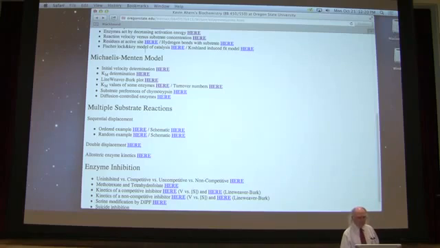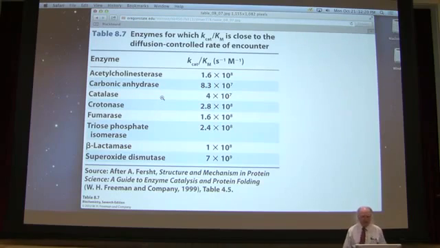Okay. An example of perfect enzymes are these guys here. If you look at that ratio of kcat over Km, they're all in the range of about 10 to the 8th, 10 to the 9th. These guys are all what we would refer to as perfect enzymes.